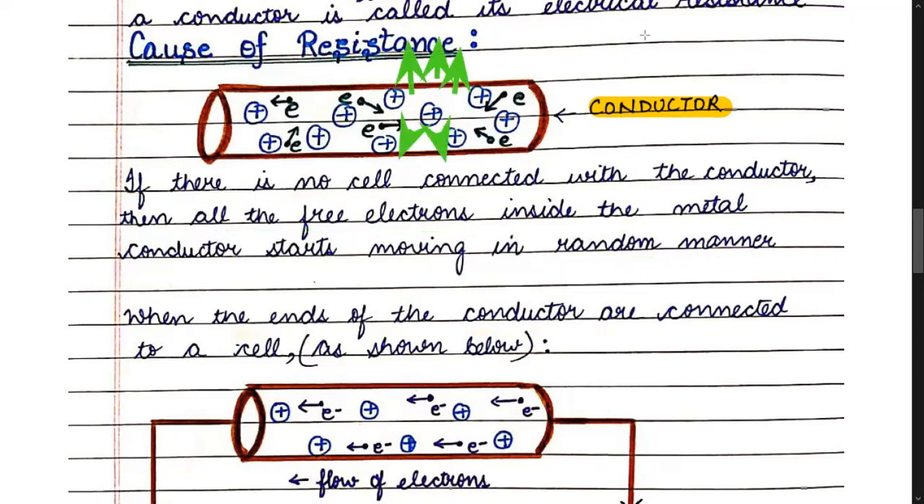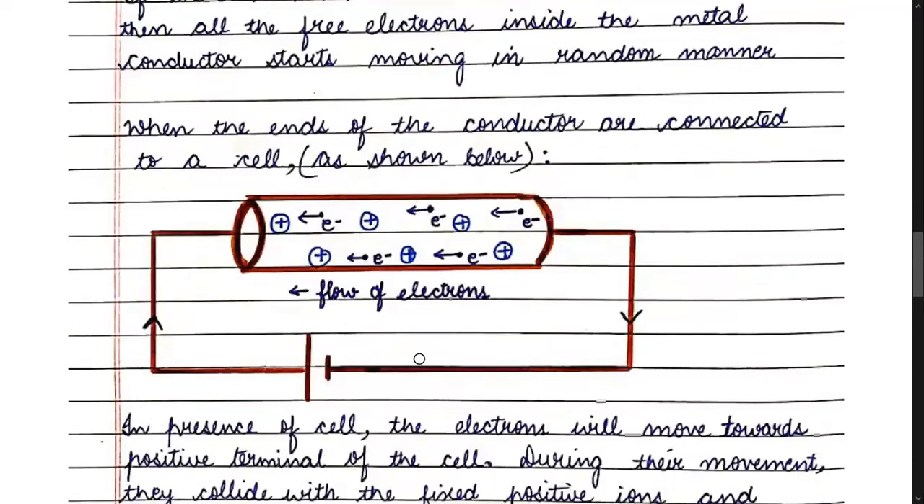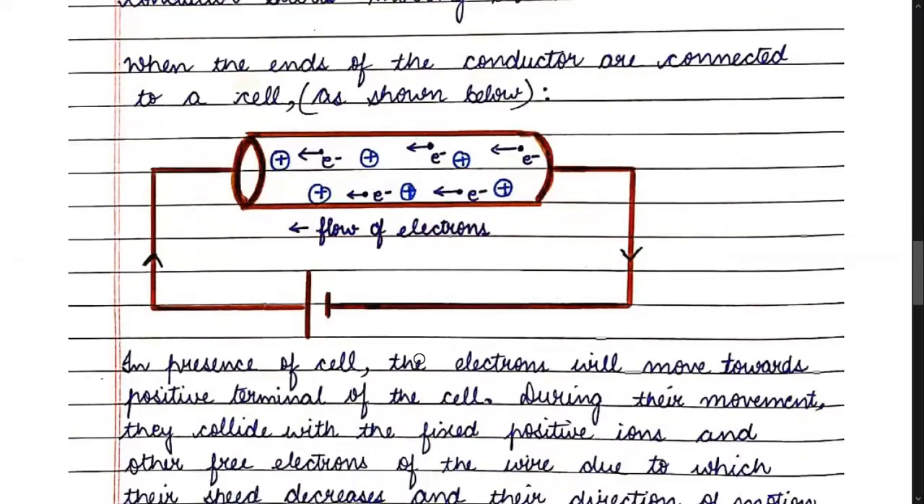But what happens if I join a cell across the ends of the conductor? Then you see figure number 2, the second diagram. Here, when the ends of the conductor are connected to a cell, as we have already learned, current will flow from the positive end of the battery or cell to the negative end of the cell. So the current is flowing from positive terminal to negative terminal.